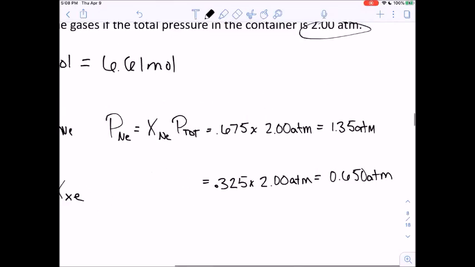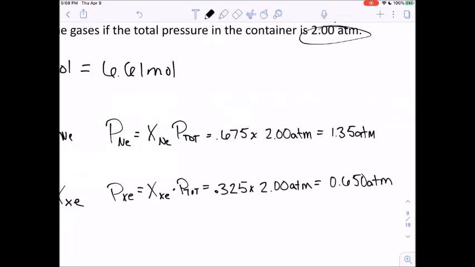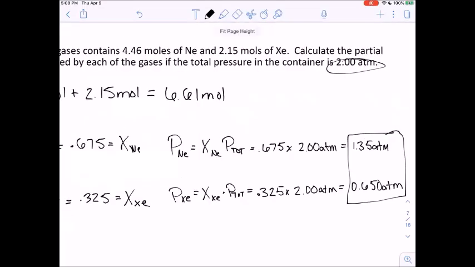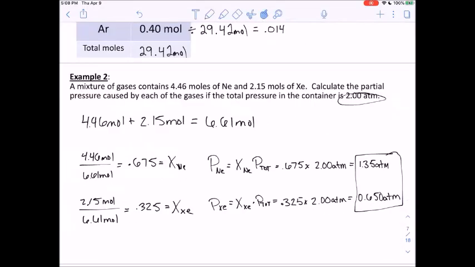And when you're done with one of these kinds of problems where you're trying to solve what the partial pressures are, if you add up your 2 answers, they should be equal to that total pressure of 2 atmospheres, so you know that you did your work correctly. So that's it for our mole fractions.